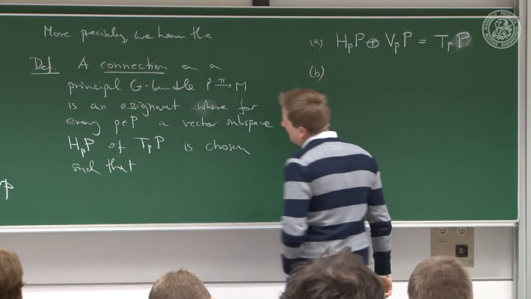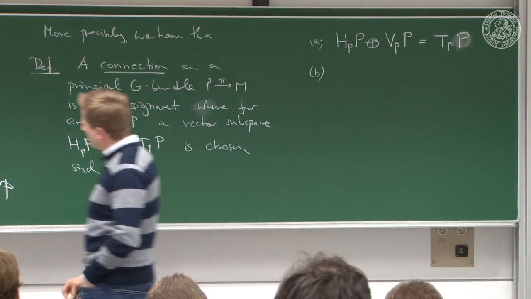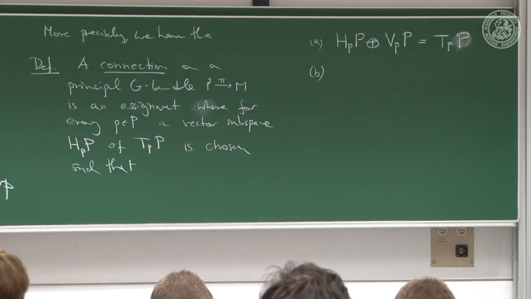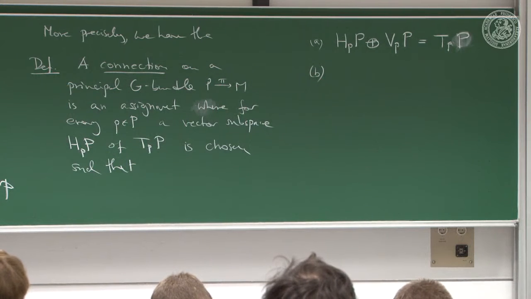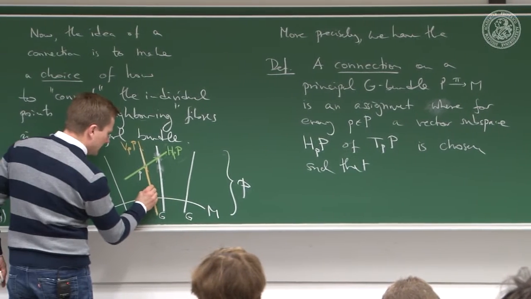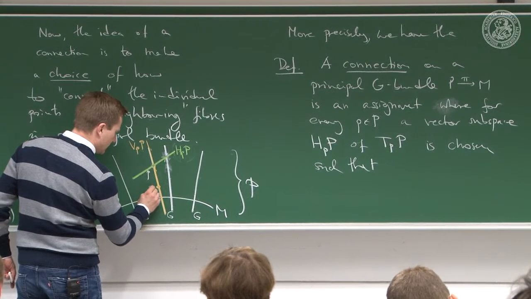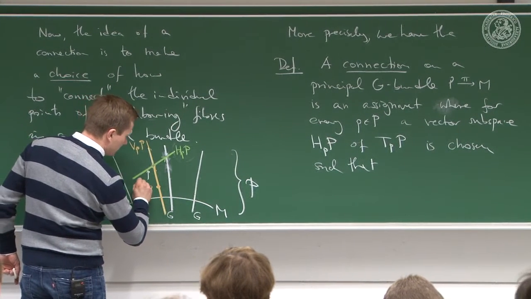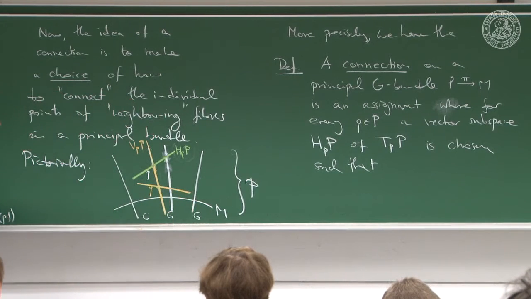And then B, if you do that, well, let's go back to this picture here. You have to do this at every point. So you also have to do it at this point P down here. Well, let's call this the point Q. And you also make a choice. And see there the choice looks like this.